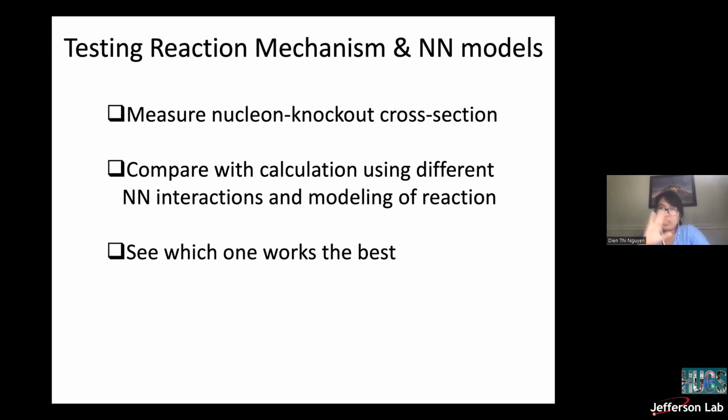How are we going to test these NN interactions? The way to do it follows very much the feedback chart I talked about from the very beginning. We will measure the nucleon knockout cross section, and then compare with calculations using the different NN interactions and modeling of the different types of reaction. Then we will see which one works the best, so we can benchmark our understanding of the NN interaction. Like we know where we are.